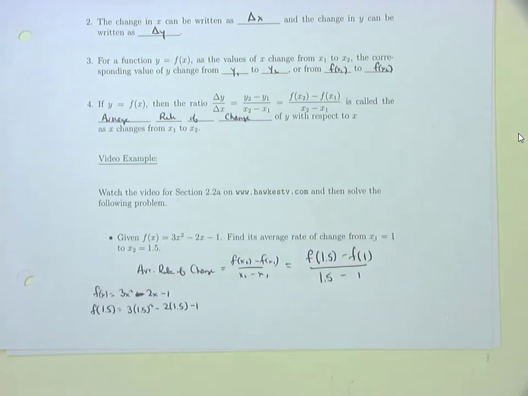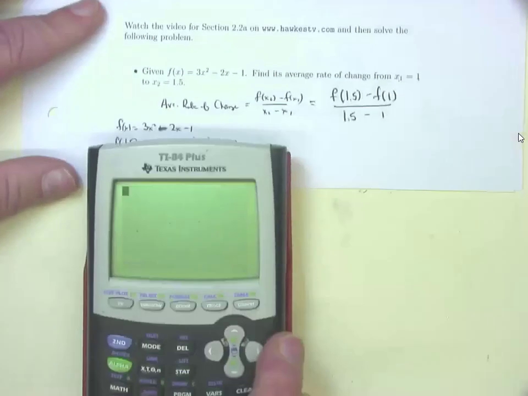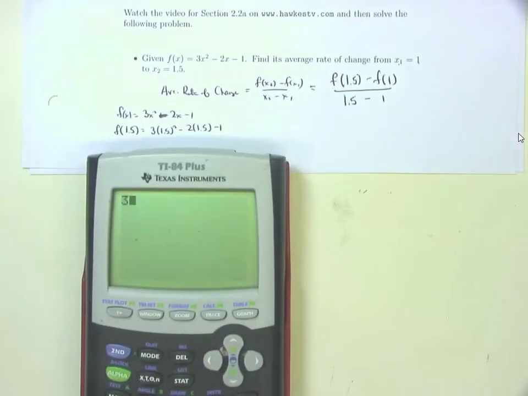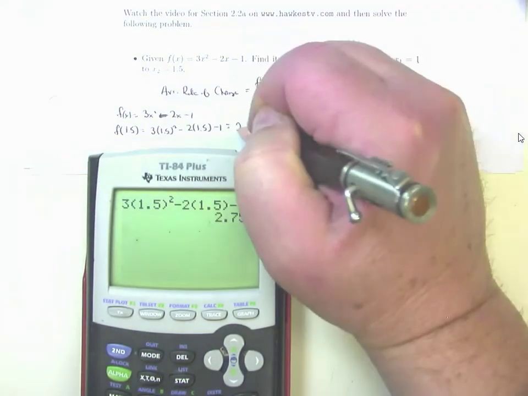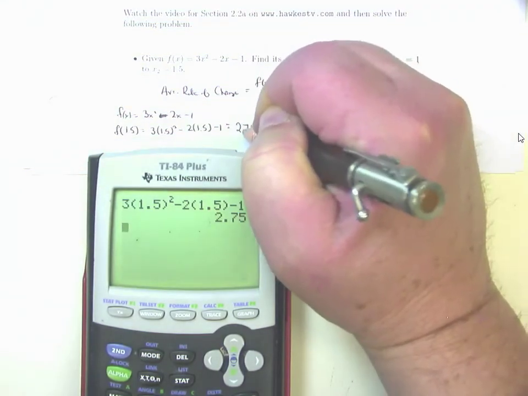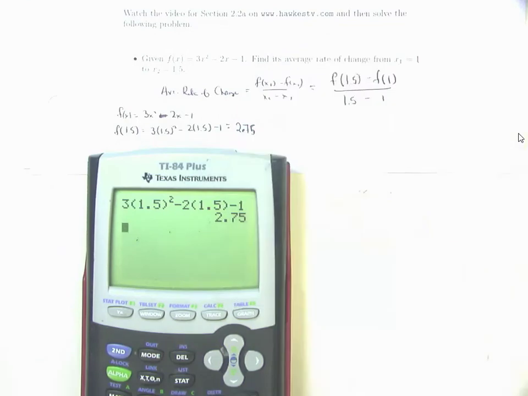Well, time for the old handy dandy calculator now. So I'm going to slide this up so you guys can see my calculator. 3 times 1.5 squared minus 2 times 1.5 minus 1. And I get 2.75. Does that make sense?